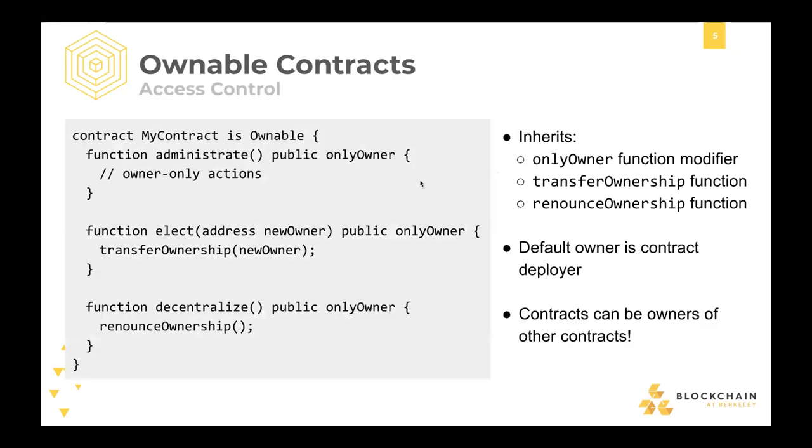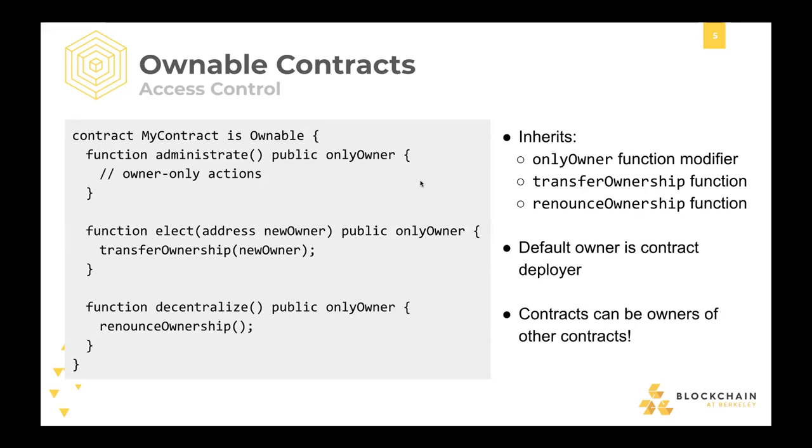For this first access control policy of having a single owner, OpenZeppelin has a contract that they call an Ownable contract. Basically what this contract does is it has a function modifier called onlyOwner, which means that you're allowed to set the address that's the owner, and the owner can call any function that's modified with this.